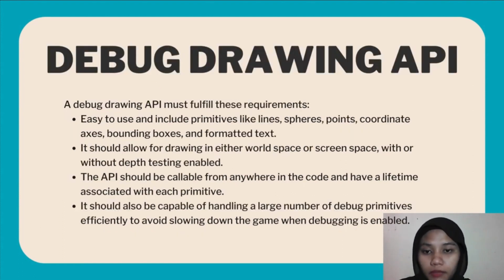Continuing with the debug drawing API. A debug drawing API must fulfill certain requirements, such as being easy to use and including primitives such as lines, spheres, and points. Besides that, it should allow for drawing in either world space or screen space. Plus, the API should be callable from anywhere in the code, and it should also be capable of handling a large number of debug primitives.